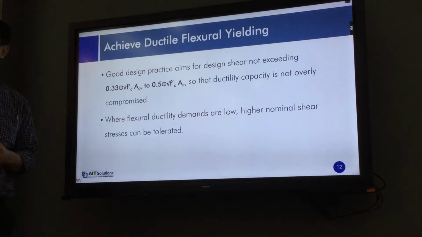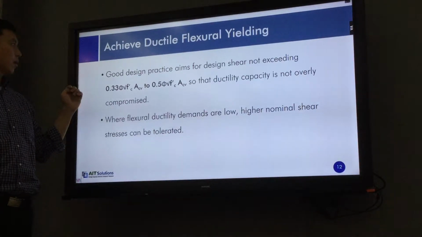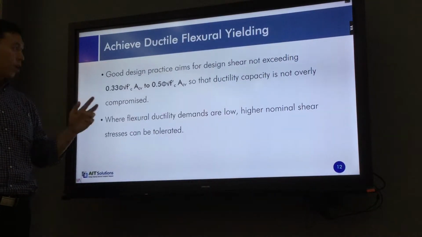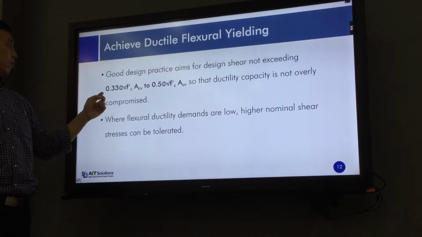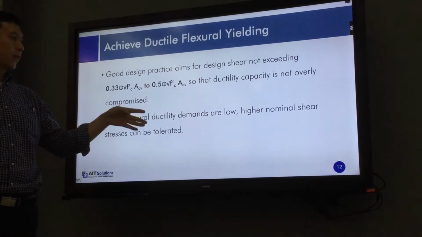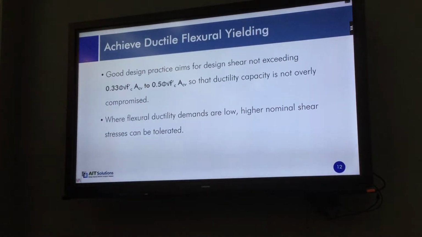Another one is to reduce the shear stresses. Good design practice, the shear stresses in the shear wall should be 0.33 square root of f'c to 0.5 square root of f'c. But these values are not mentioned in the code. This is coming from other textbooks. But if the flexural ductility demands are low, let's say in the upper level, you can allow large shear stresses.